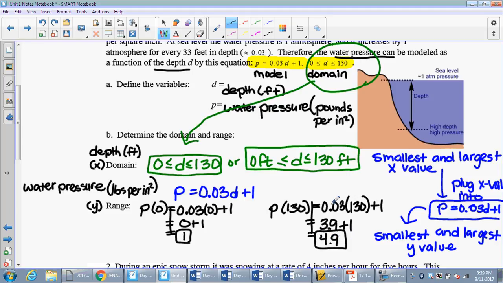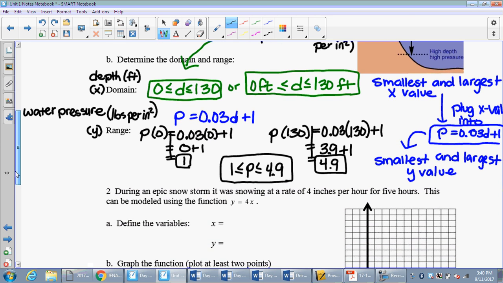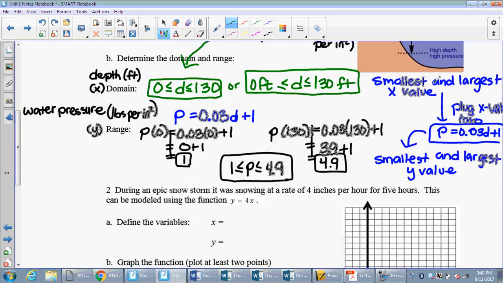So we just plugged in the values of the domain to find the values for the range. That's it. Pretty awesome. So big picture, when you're given the domain, plug those into your model to find your range.